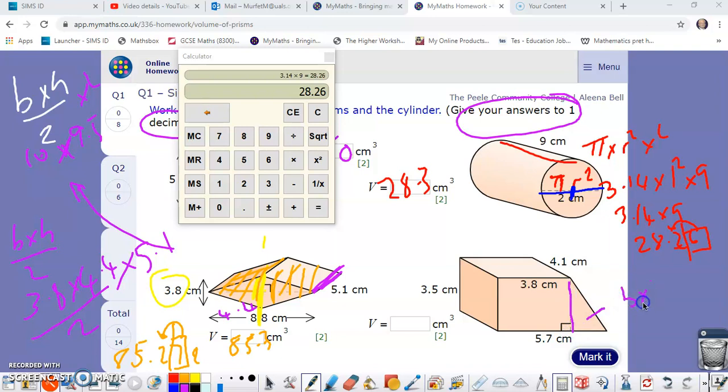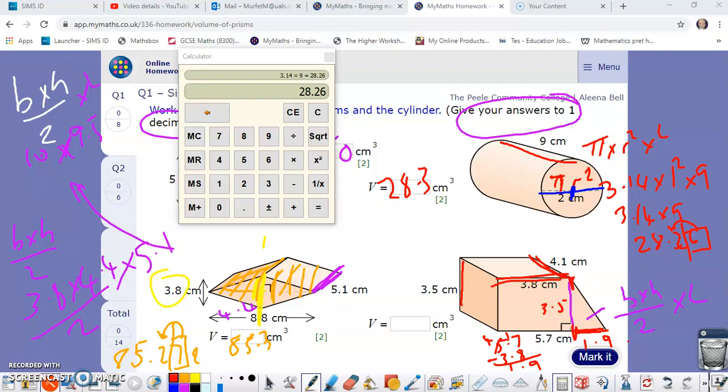So I need base times height divided by 2 times the length. The base is this bit here. Now I don't know what that is. I know the total thing is 5.7, but that bit there is 3.8. So I need the difference between that for a start. So 5.7 minus 3.8 gives me 1.9. So I know the base now is 1.9. I know the height because I can take the height from this side here, which is 3.5. And I know the depth because the depth is this measurement that's going back here, which is 4.1.